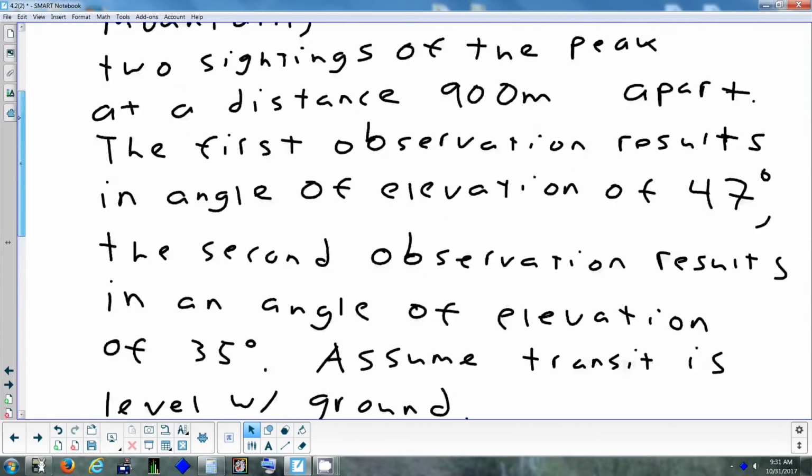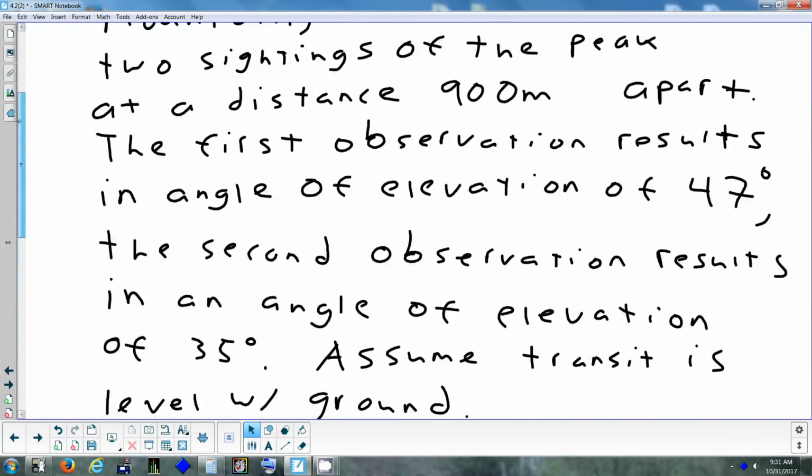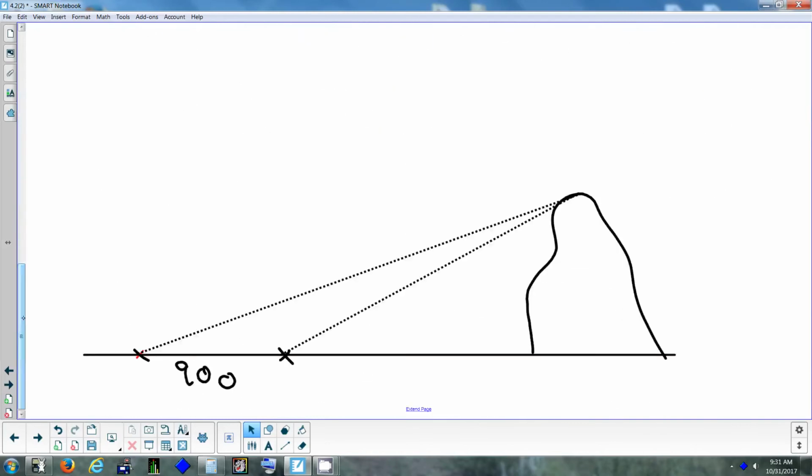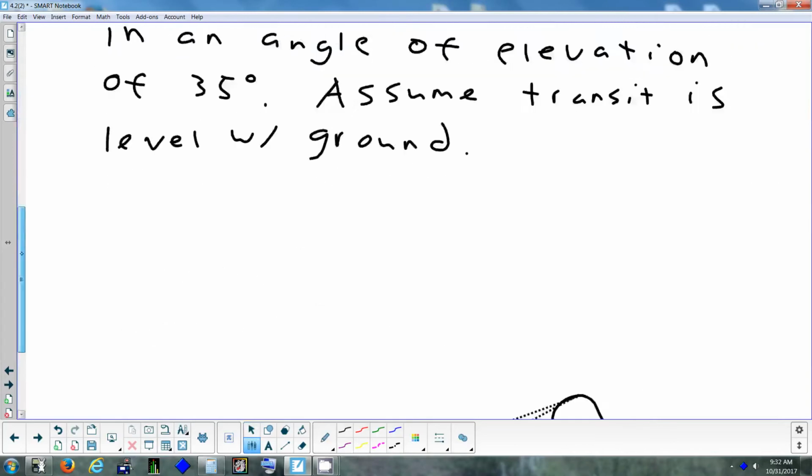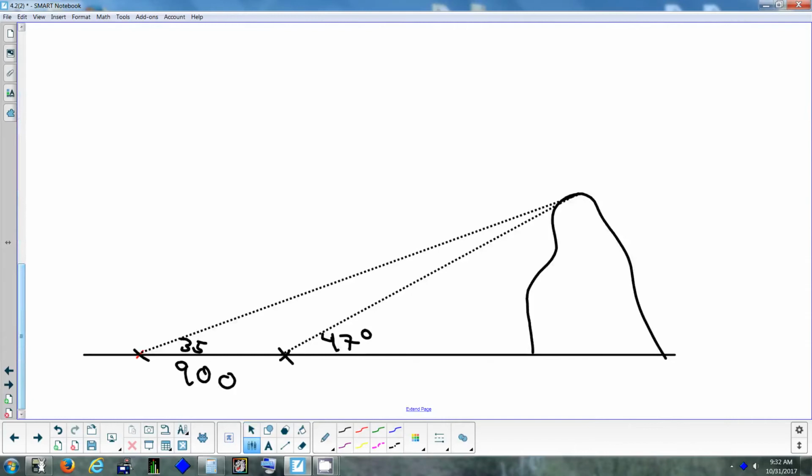So the first time the surveyor does it, they get an angle of 47 degrees. That's right there. So 47 degrees is the angle with the horizon. If there was a target on top of the mountain, you would have to angle whatever you're shooting up at 47 degrees to hit that target. And then the second time, the surveyor gets an angle of 35.